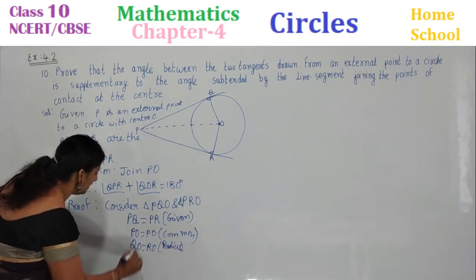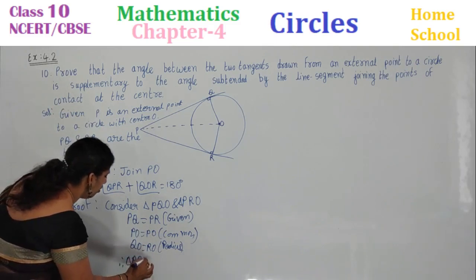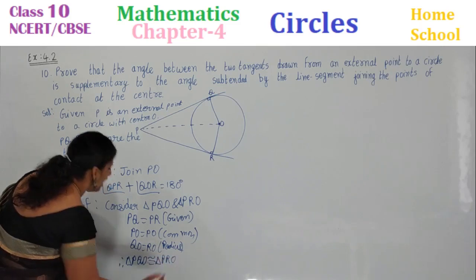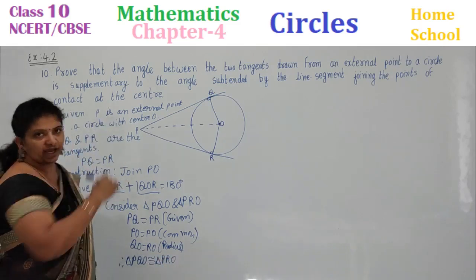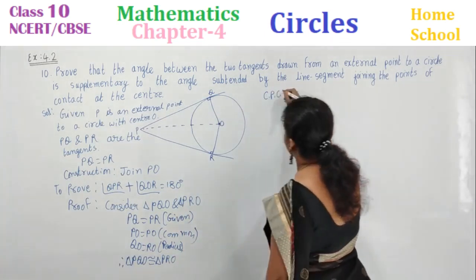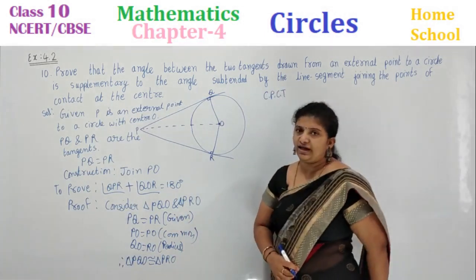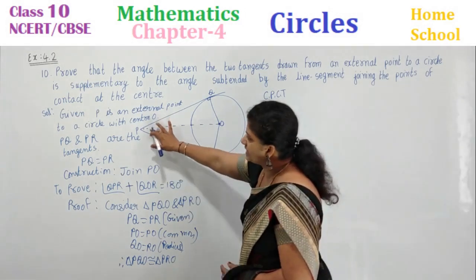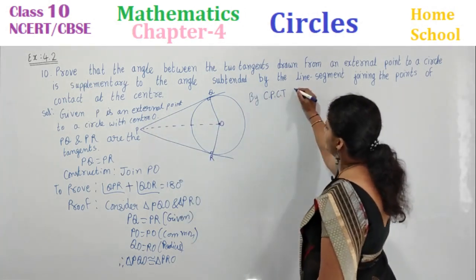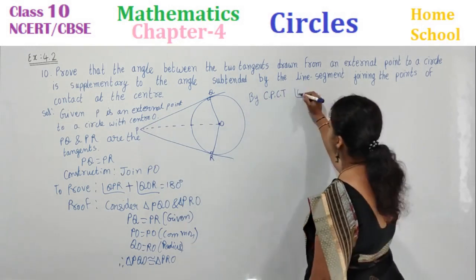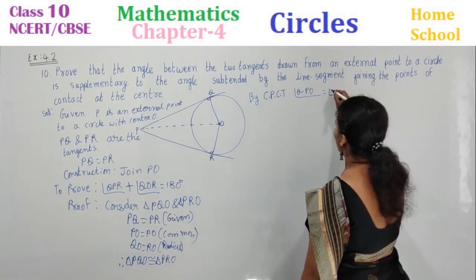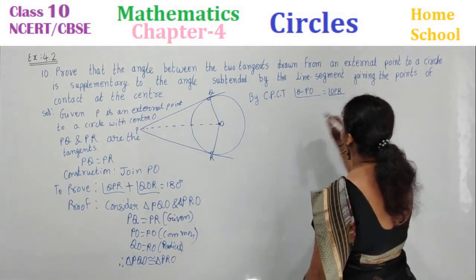Therefore, triangle PQO is congruent to triangle PRO. If these two triangles are congruent, by CPCT, corresponding parts of congruent triangles, I am going to equate this angle equal to this angle. By CPCT, I say that angle QPO is equal to angle OPR.